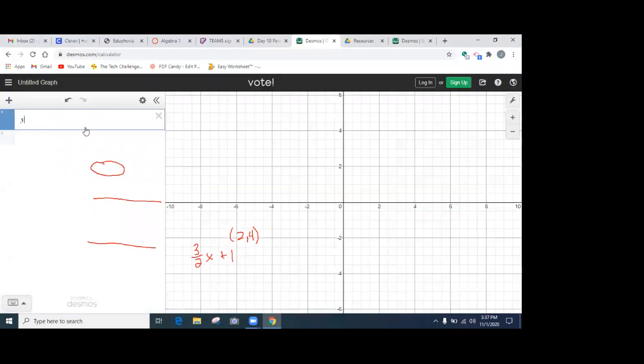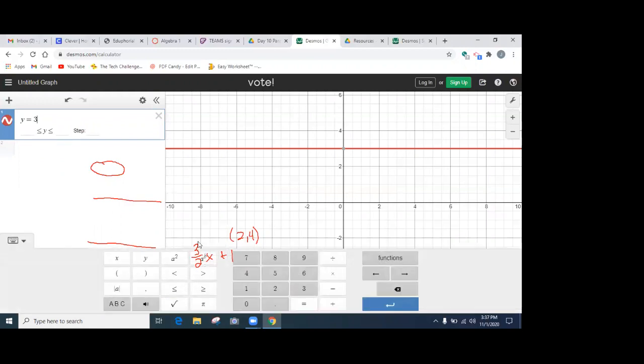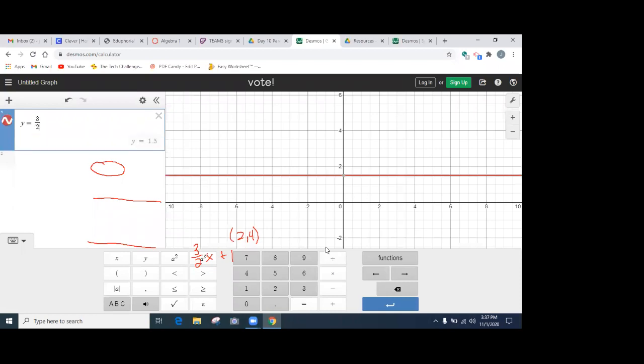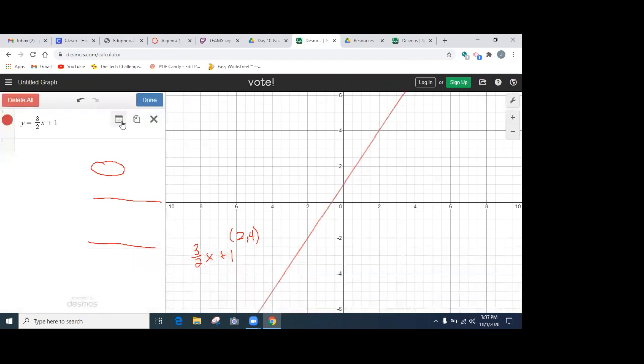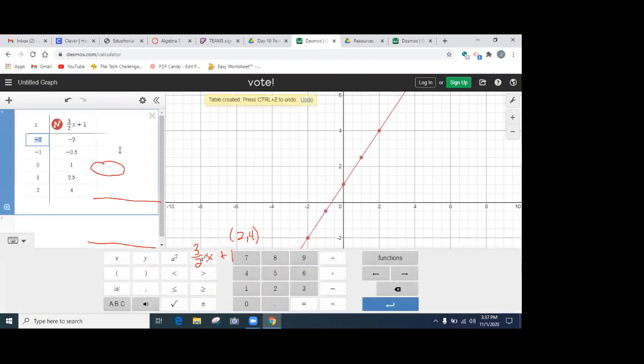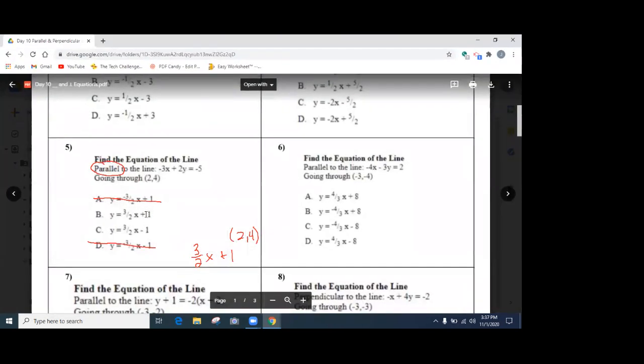All right, so we're going to go y equals 3. So fraction bar is division. So 3 over 2. And make sure you get out of your fraction before you put the x. And then plus 1. All right, so then we're going to hit our settings and convert to table. I'm looking for 2, 4, and oh, right there, 2, 4. So the one with plus 1 is going to be our answer. And plus 1 would be B.